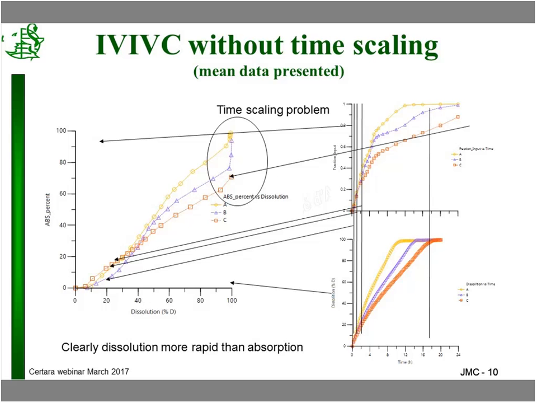This curve going up, which is in the circle here, corresponds to a problem of time scaling linked with a faster in vitro release compared to the in vivo. I have finished dissolving, but I continue to absorb. Clearly, in this case, the dissolution is more rapid than the absorption.